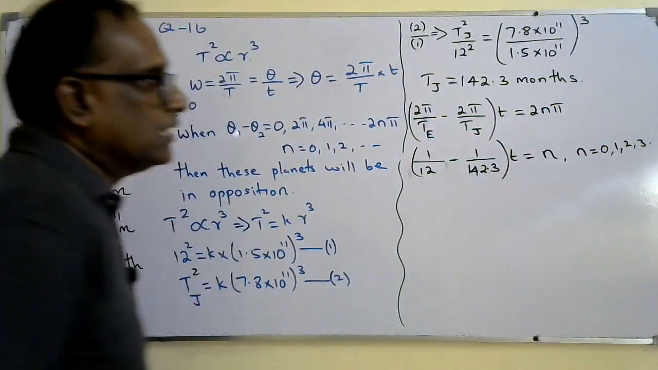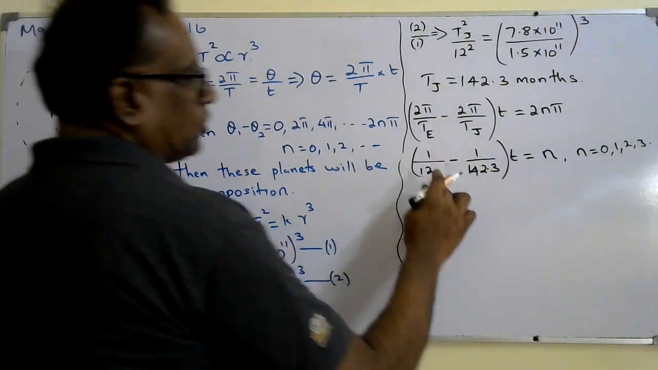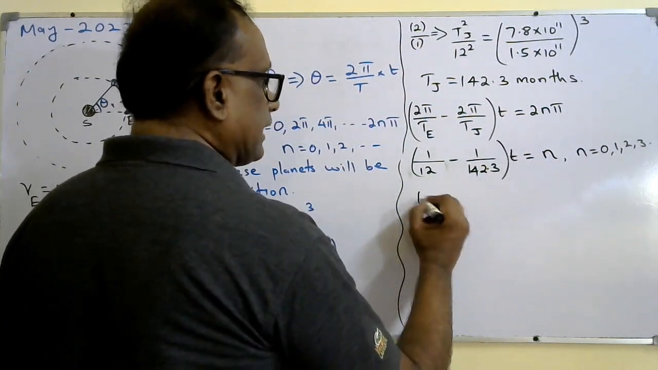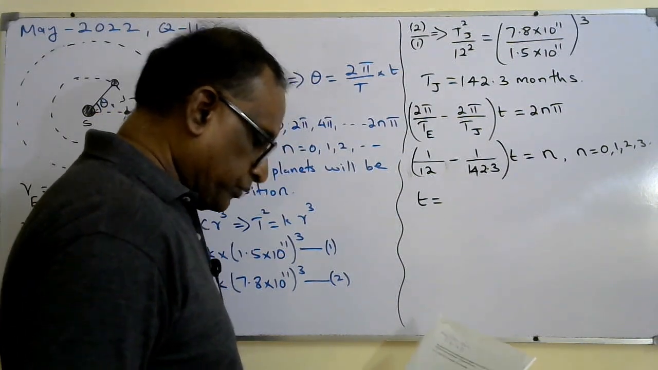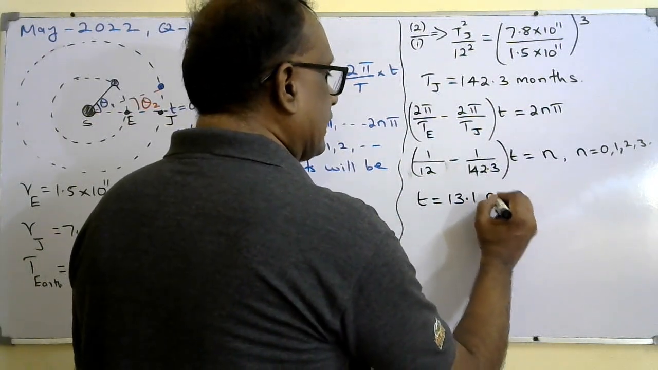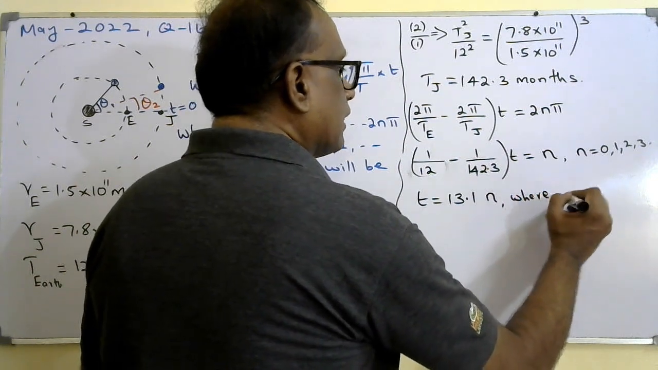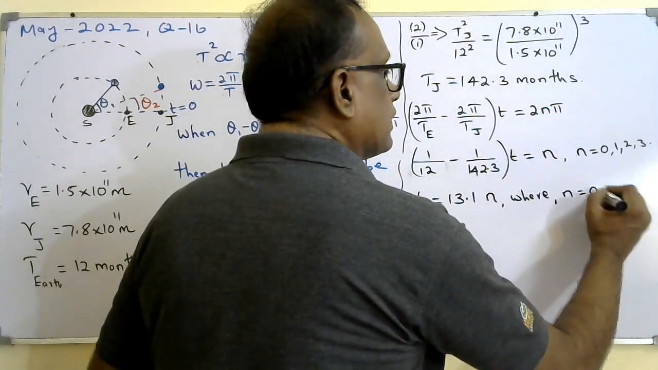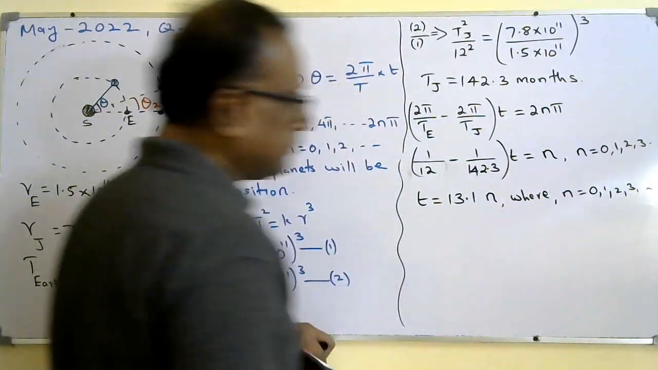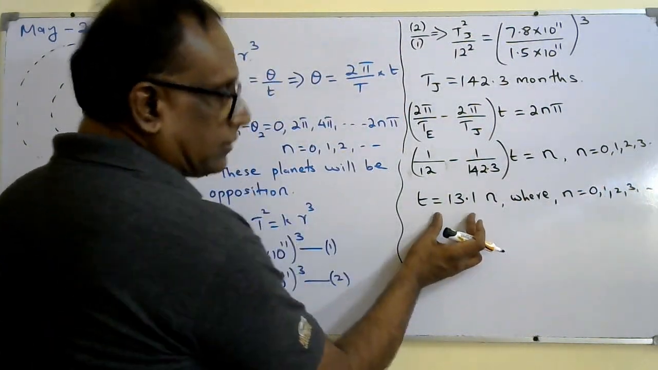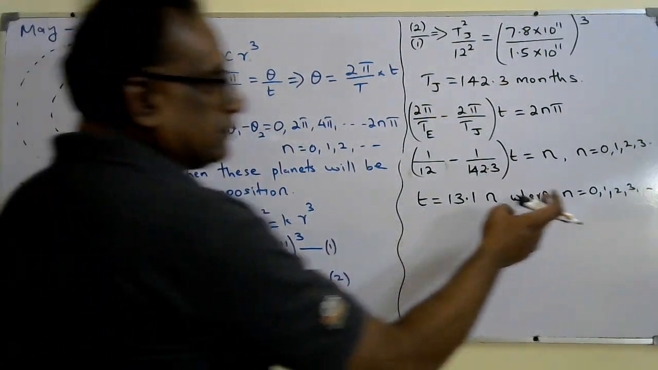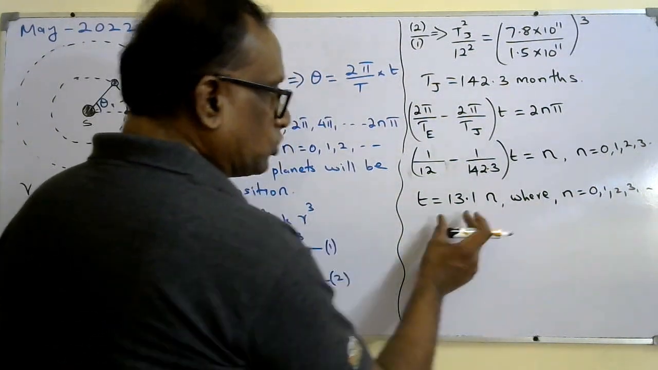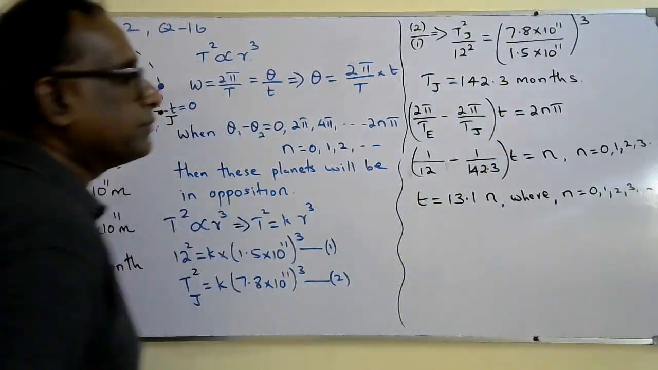Now, using the calculator, solve 1 over 12 minus 1 over 142.3, into t, equals n. You will get t equal to 13.1 n. n equals 0 is already over because that happened now. Next are 1, 2, 3 and so on. n equal 1 means after 13 months, n equal 2 after 26 months, n equal 3 after 39 months. So the general format is 13.1 n, where n equals 0, 1, 2, 3.